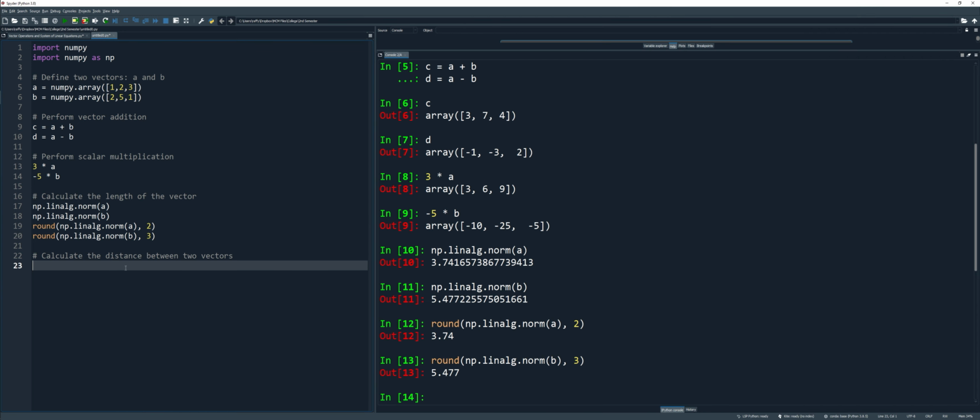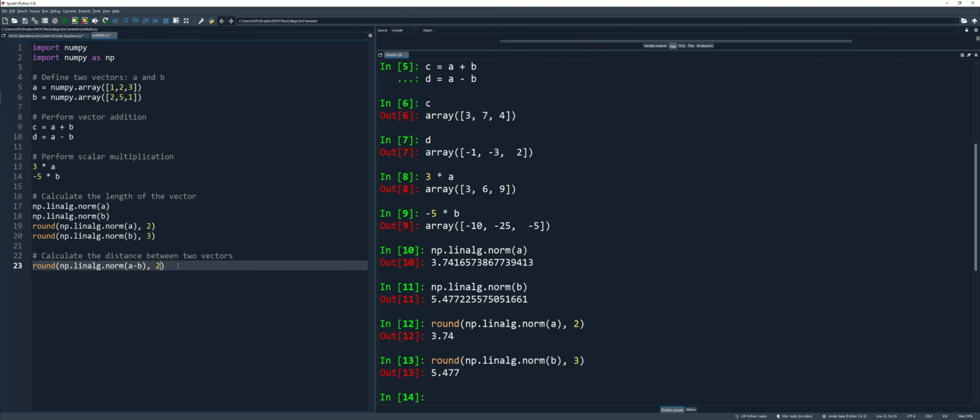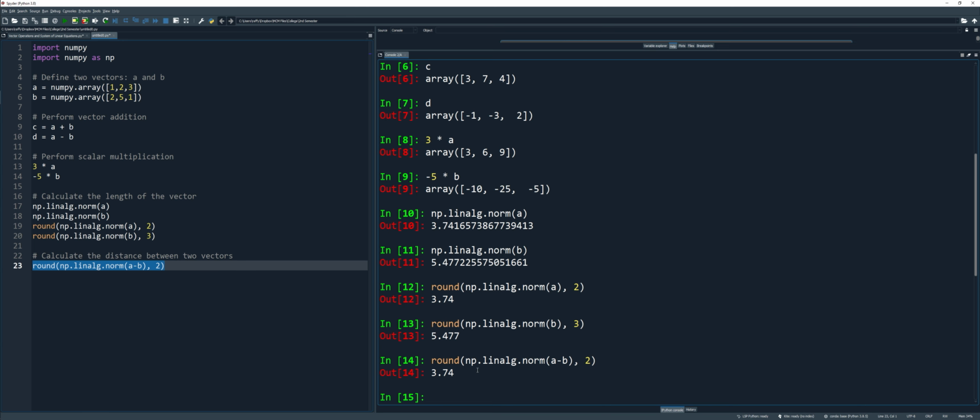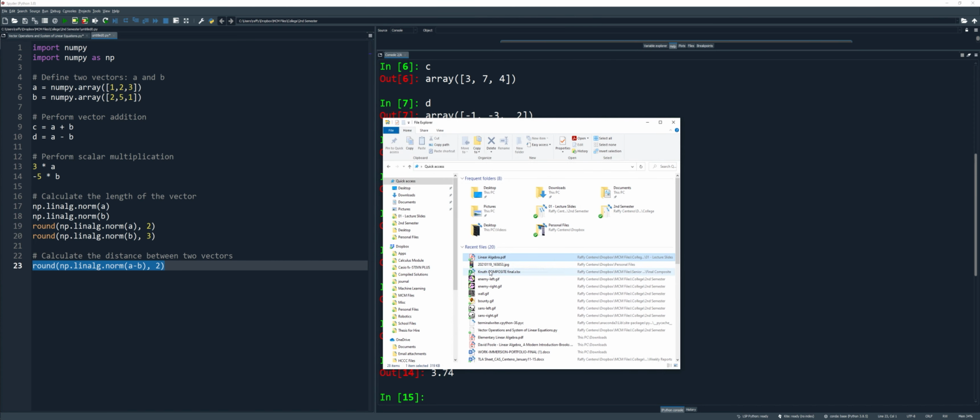So I will use the round function because I want to round off my answer to, say, the nearest hundredths. And I will use the np.linalg.norm function. And I'll get the difference of vectors A and B. And we have to highlight the code and run. So it's actually the same. It's 3.74. So to check, let's verify that using our calculator.